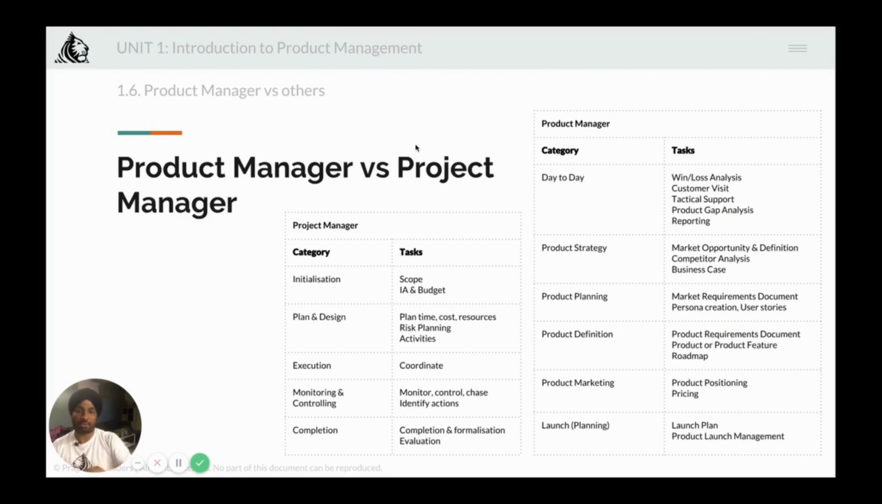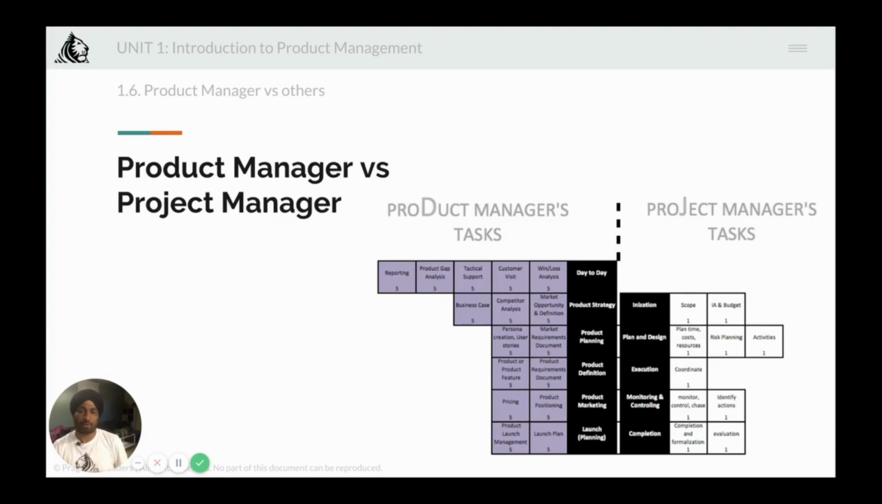So, product manager versus project manager, once again, this is a very good comparison between what a project manager does versus what a product manager does on a day-to-day basis, on the plan and design side, execution side, and so on. Okay, I will leave it with you so that you can refer back to it. And there's one more example of all the tasks that a project manager versus product manager does.